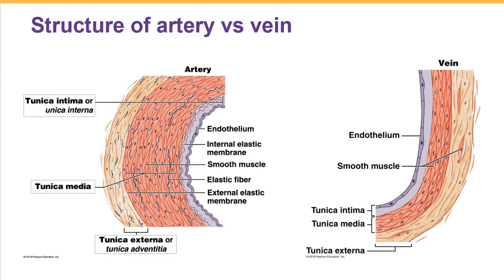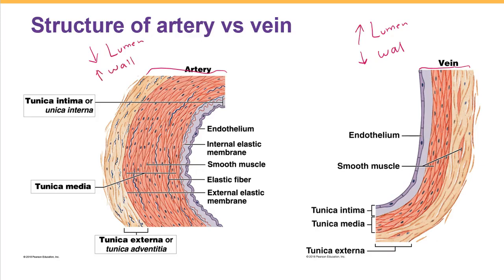Okay, now let's look at the structure of artery and vein in just one picture and compare them together. As you can see, the vein has a much thinner wall in comparison with the wall of the artery. And the vein also has a larger lumen in comparison with the artery. So veins have a larger lumen but a thinner wall. In artery, we have a smaller lumen and a thicker wall.